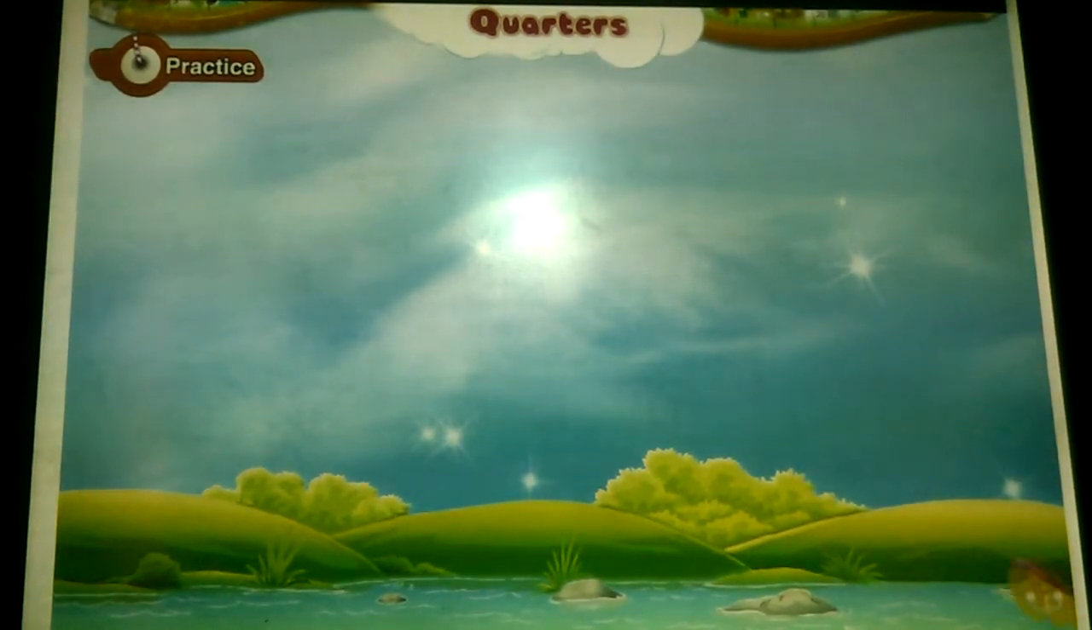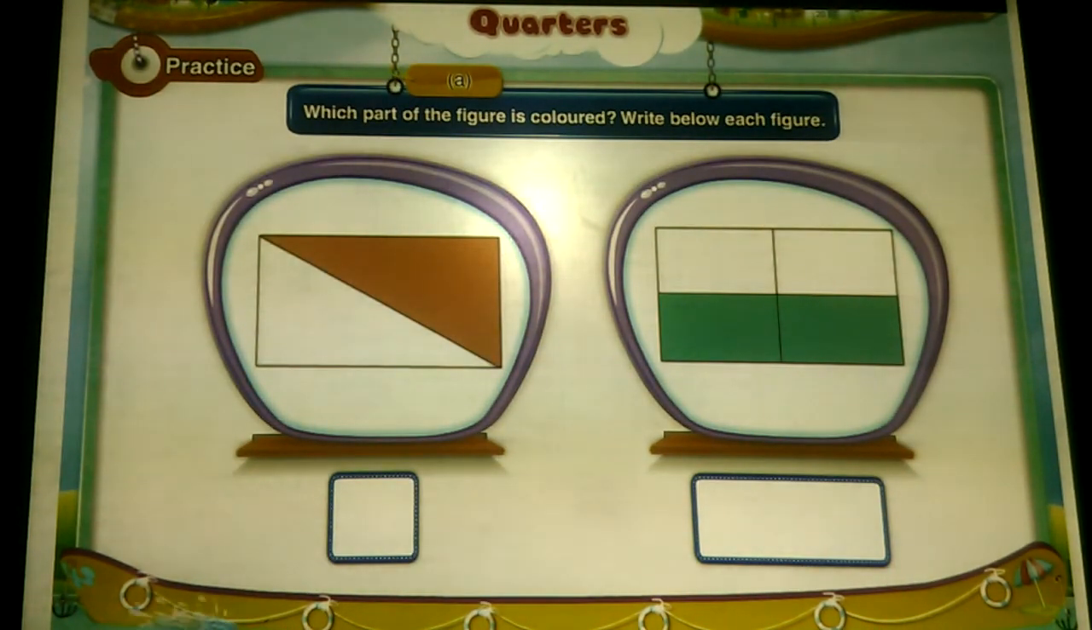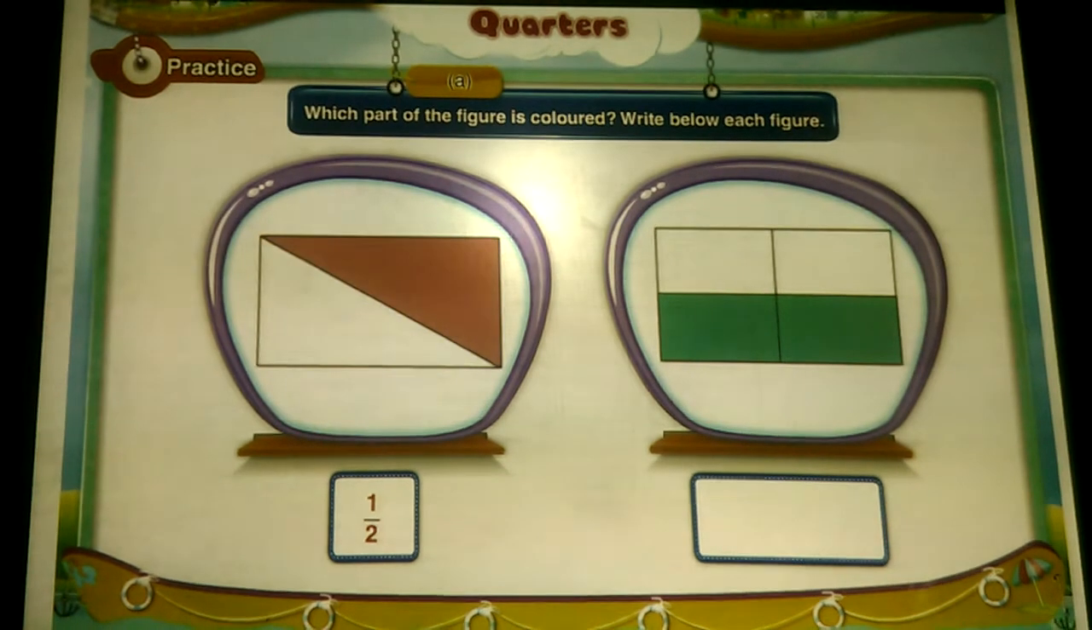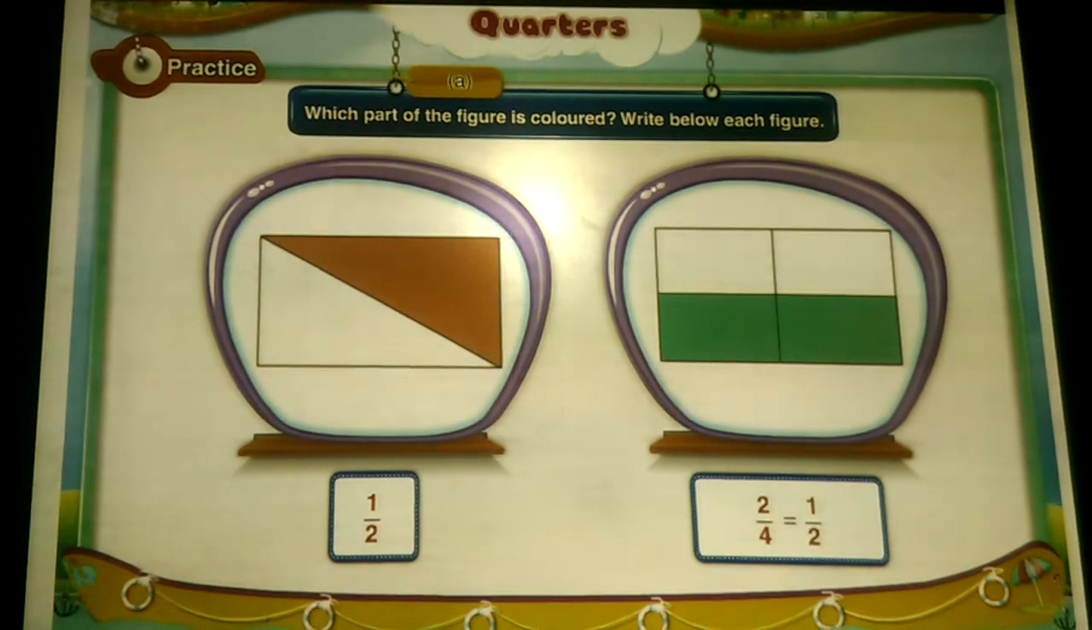Practice. A. Which part of the figure is colored? Write right below each figure. In the first figure here, half part is colored. In the figure given here, 2/4 part is colored, which we can also call 1 upon 2.